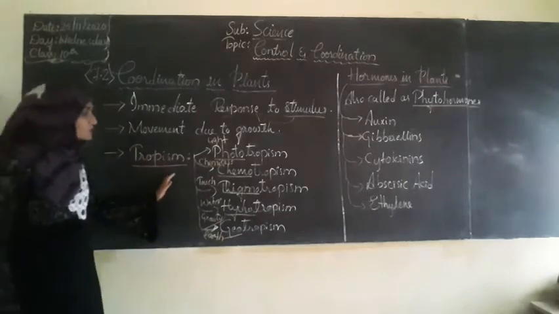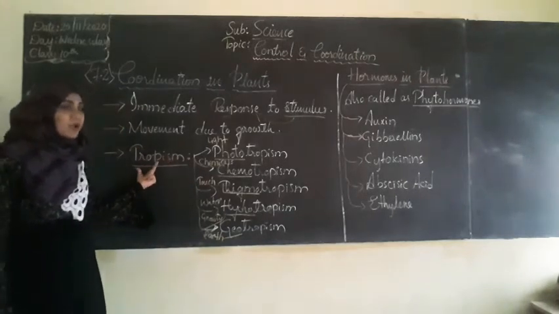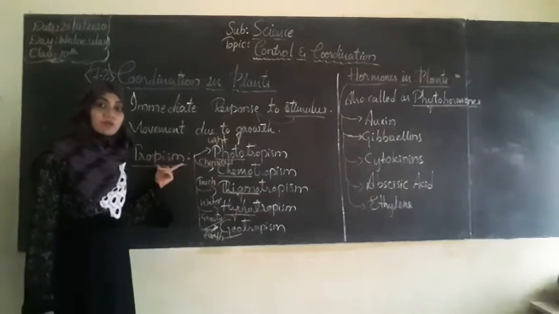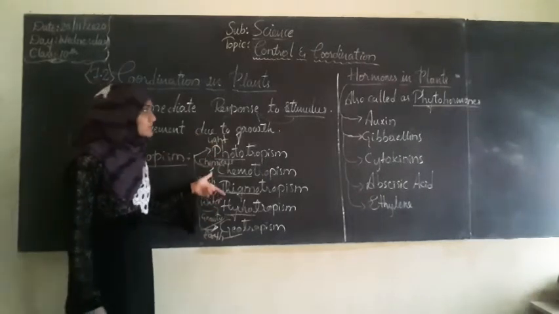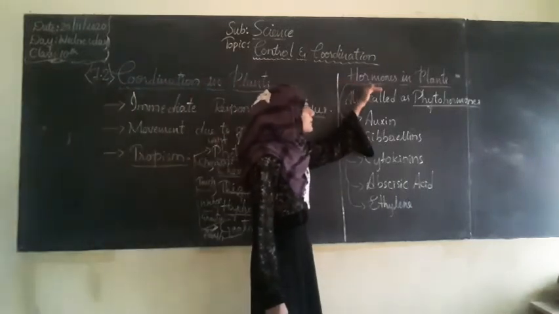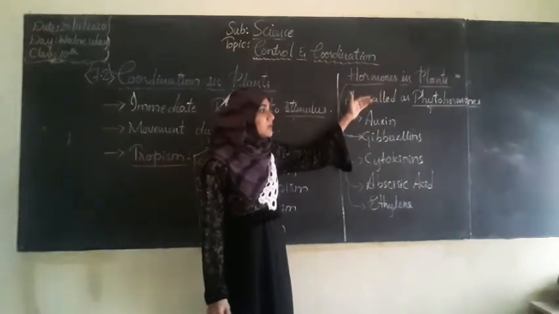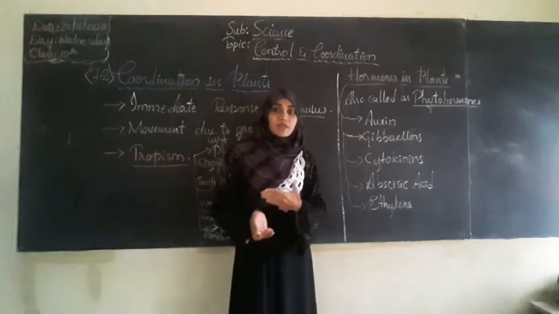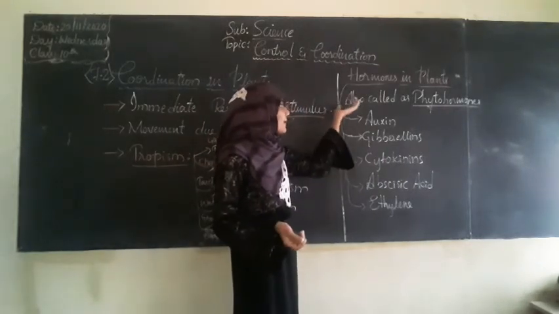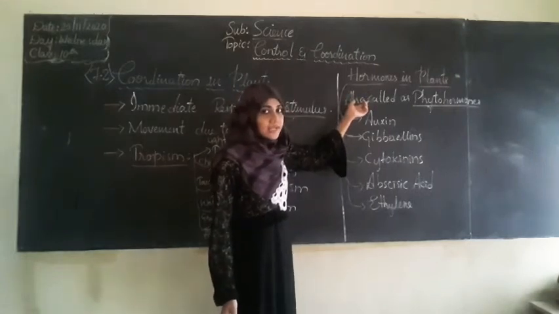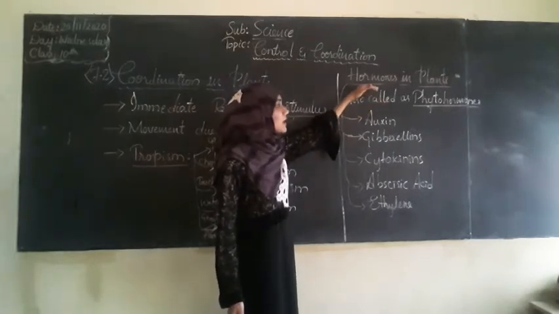Now we will study what is meant by tropism. If you understand this concept of tropism, then surely you will better understand these different types of tropism. After that we will learn about the hormones in plants. Like human beings have different types of hormones produced by glands, plants do not have any kind of glands, but they do secrete hormones.